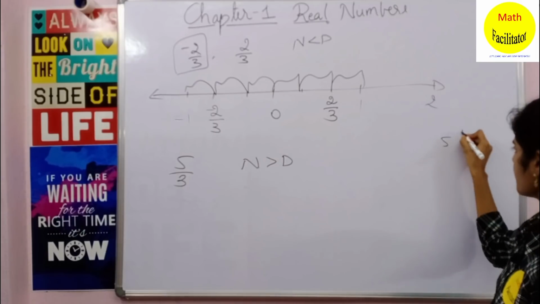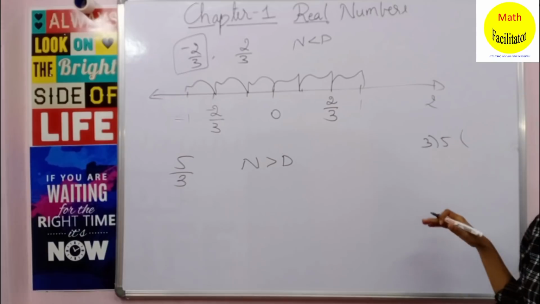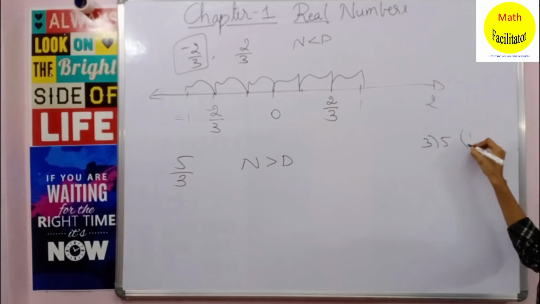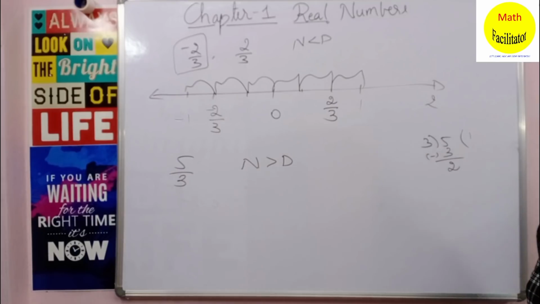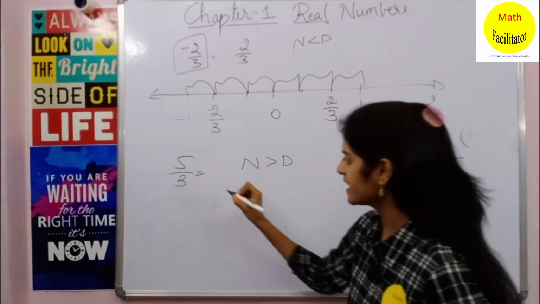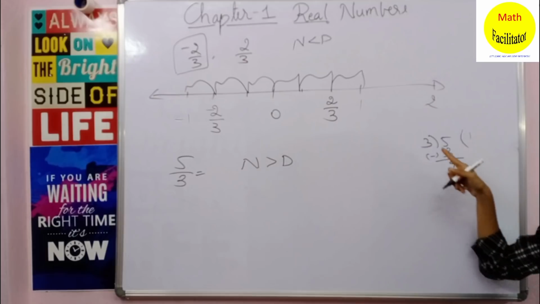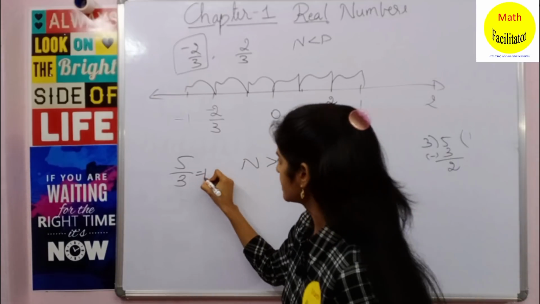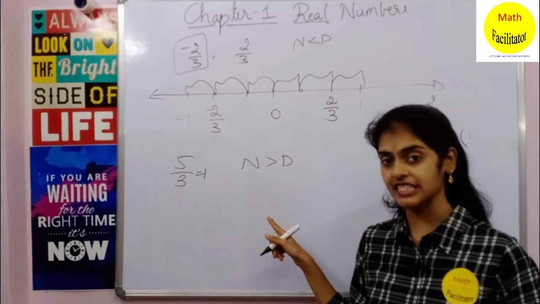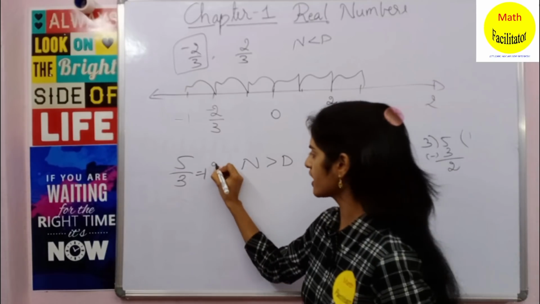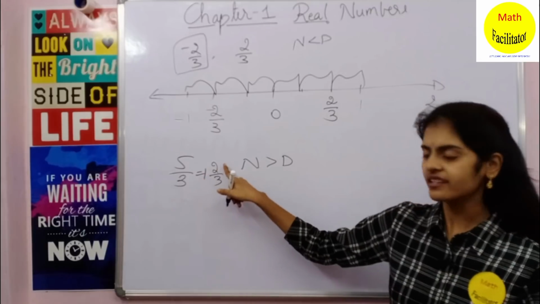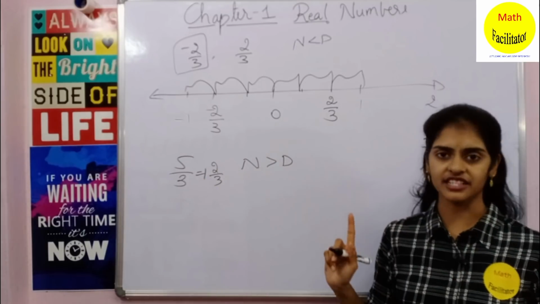You can do it by simple division. So 5 divided by 3: 3 ones are 3, subtracting, you get 2 as the remainder. So 5 by 3 can be written as 1, 2 by 3. Yes, 5 by 3 is an improper fraction. You can convert it into a mixed fraction as 1, 2 by 3. So quotient, remainder and divisor.